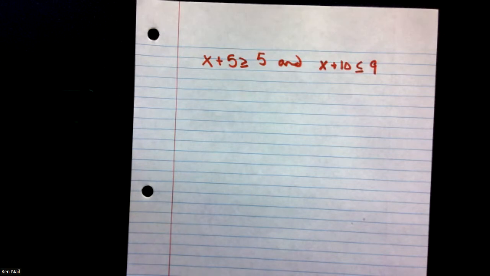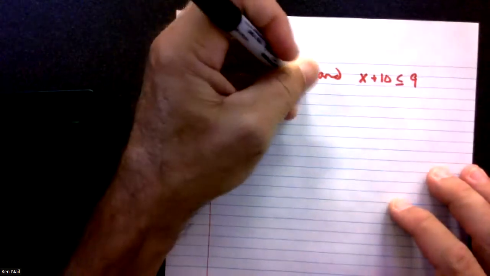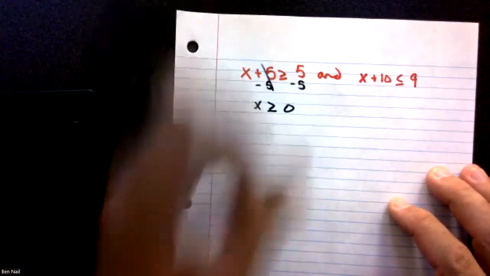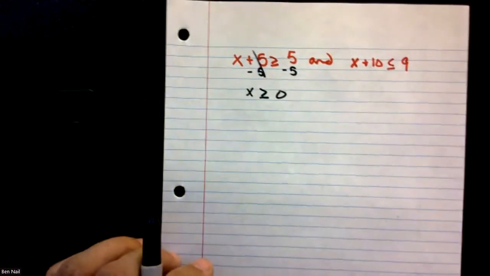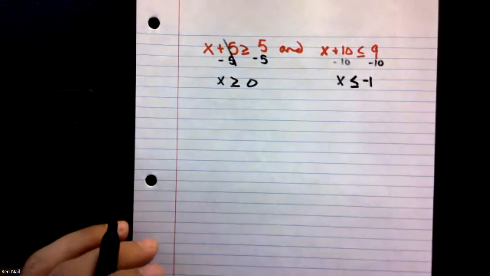Okay, again, these are fairly simple problems. So to solve, we want to get the x by itself. The opposite of adding 5 is to subtract. So x is going to be greater than or equal to 0. Likewise here, to get rid of the 10, I'm going to subtract. So x is going to be less than or equal to -1.